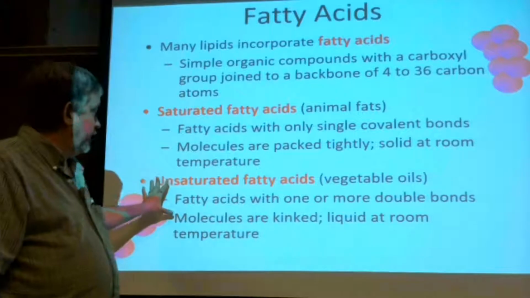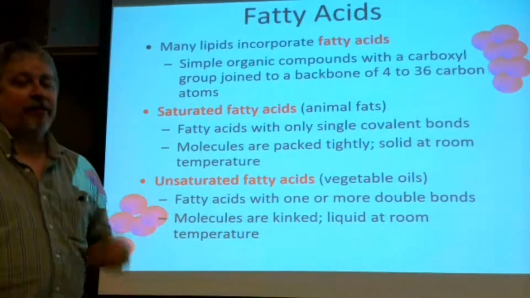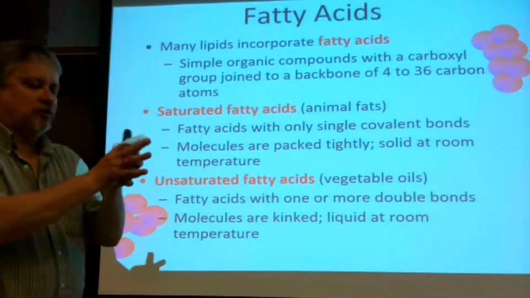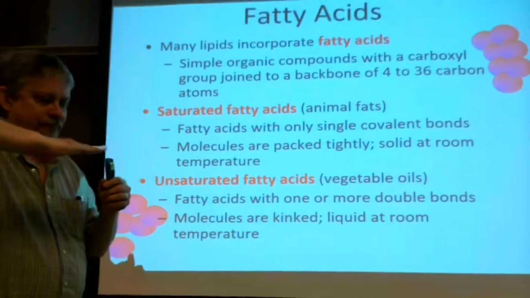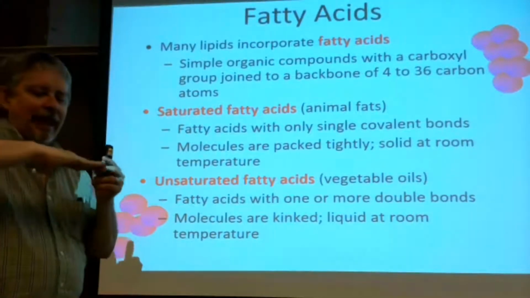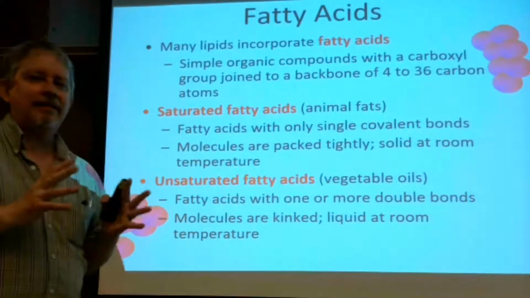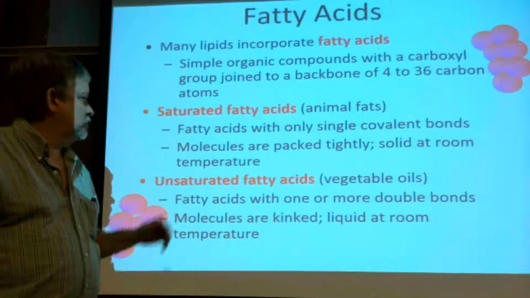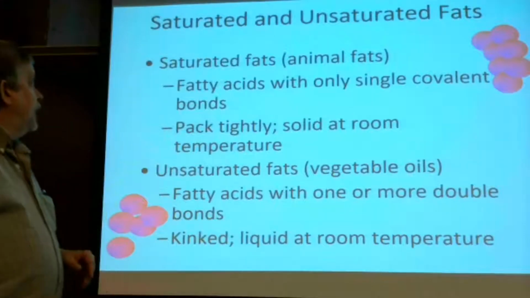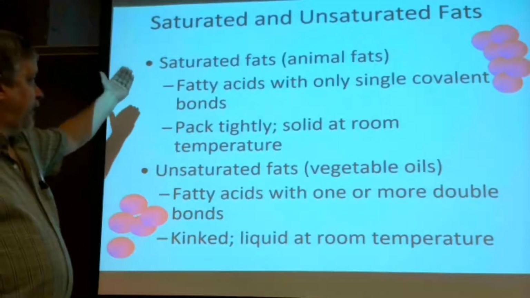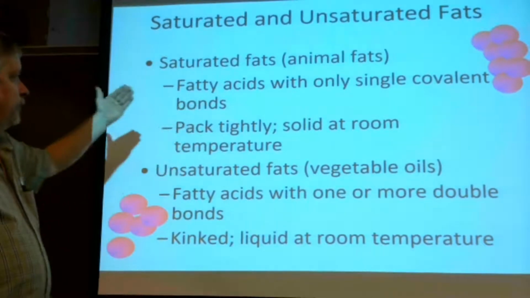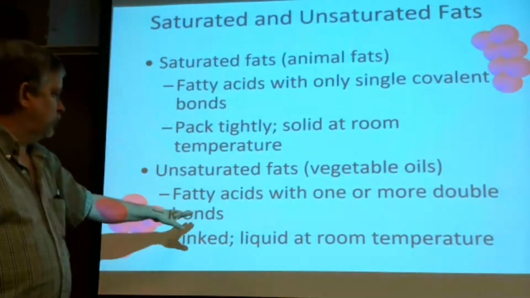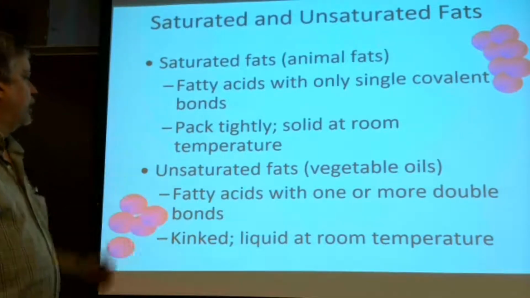Now, oils, on the other hand, are unsaturated. They have at least one double covalent bond, usually more, and that causes those tails to kink out. And when the tails kink out, it doesn't allow them to pack as tightly, so they do not form those saturated fats. So saturated fats, animal fats, only have single covalent bonds. They pack tightly. Unsaturated, they have one or more double covalent bonds, and they're kinked.